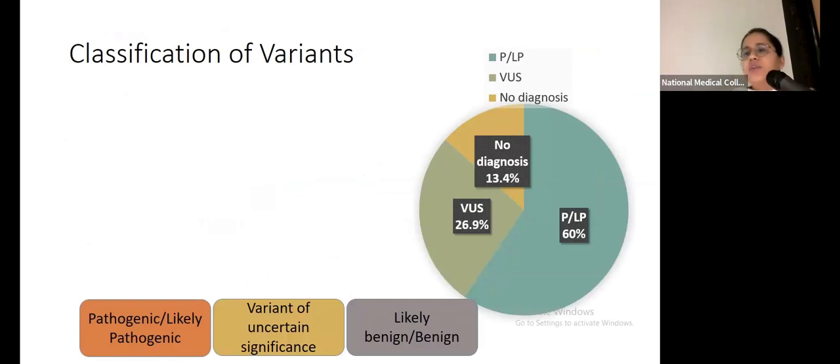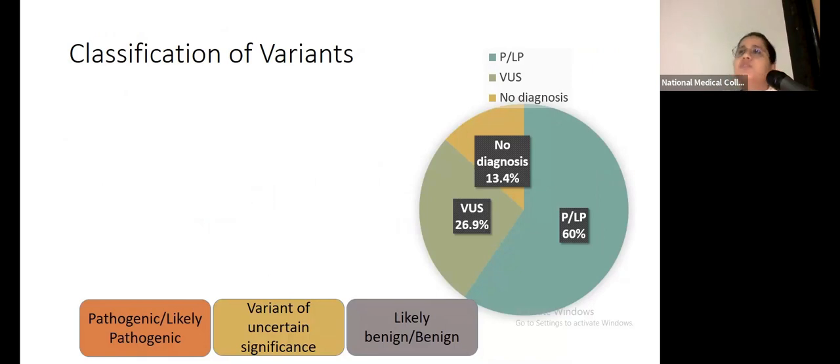In our study, we found that 60% had pathogenic and likely pathogenic variants in the couple. That is, these were the couples where both the husband and the wife carried a pathogenic or likely pathogenic variant which matched the disease in the proband. So these were the couples where we could actually provide a diagnosis. We could estimate that this must have been the cause of death in the proband. But then again, there were 13% of cases where we could not find any variant in the parents which could explain the cause of demise in their offspring. A large category of these variants, 26%, were variants of uncertain significance.